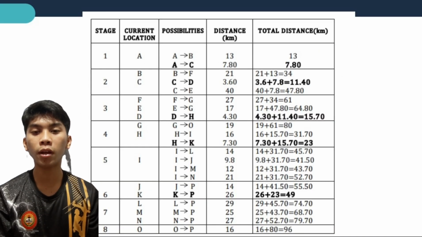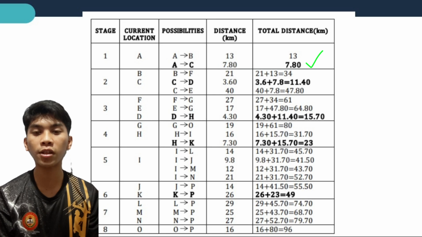So the table introduces this step-by-step process where each row represents a transition from one location to another with a corresponding distance. At stage 1, the journey begins at location A, which has 2 possible paths: A to B 13 kilometers and A to C 7.80 kilometers. Since A to C has a shorter distance, it becomes the preferred path for further calculation.